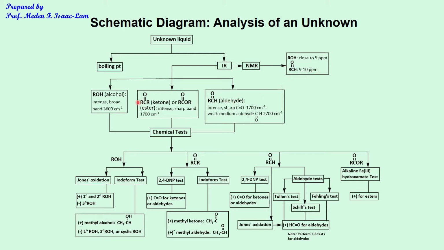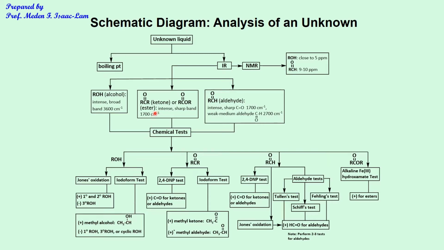After IR, you can now proceed to do the chemical tests or the classification tests. If you have an alcohol, you're going to go through this on the left side, and then you can do Jones oxidation because that will confirm the presence of either a primary or secondary alcohol. And then additionally do an iodoform test because that would determine if you have what is called a methyl alcohol.